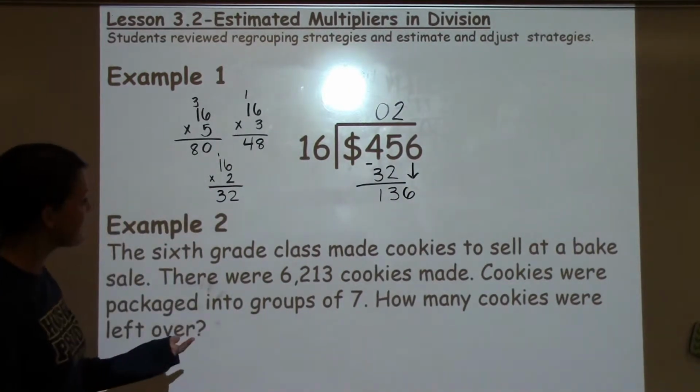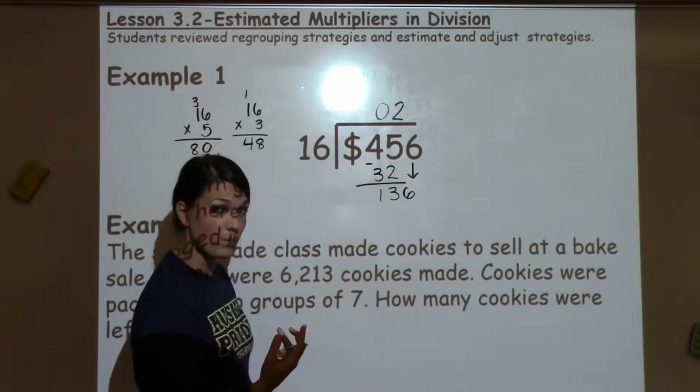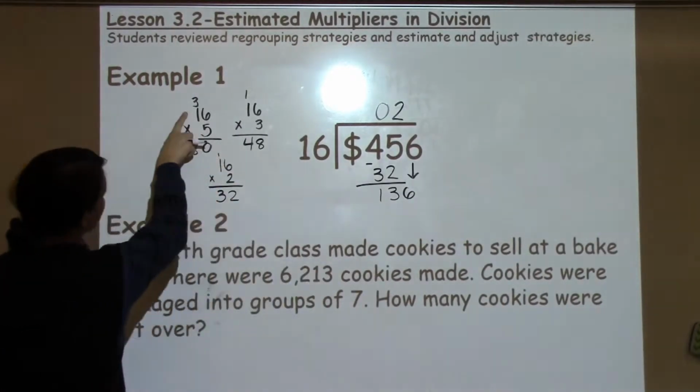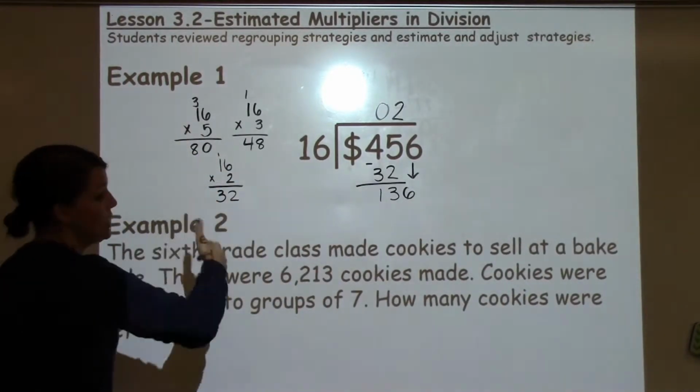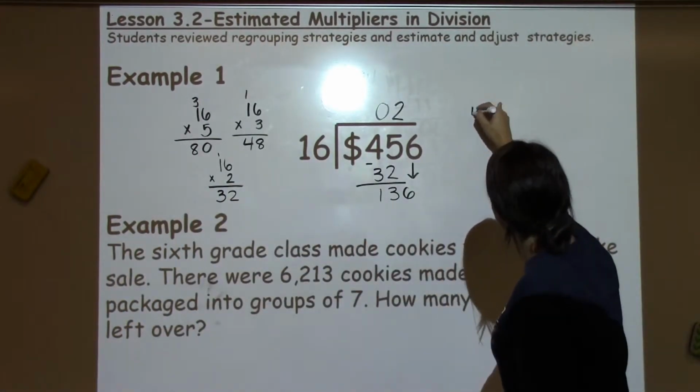Now, I have a nice place to start here. I need to think about 16. How many times does it go into 136? I have that 16 times 5 is 80. So I know I need to go up. So I'm going to try 8.